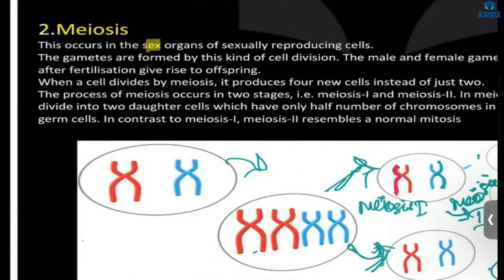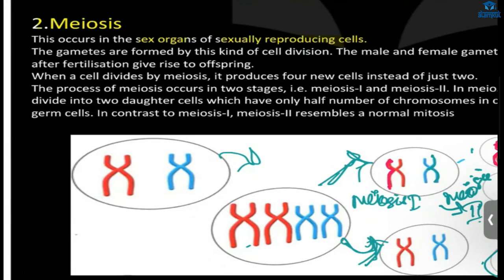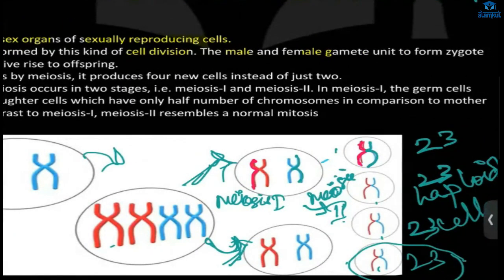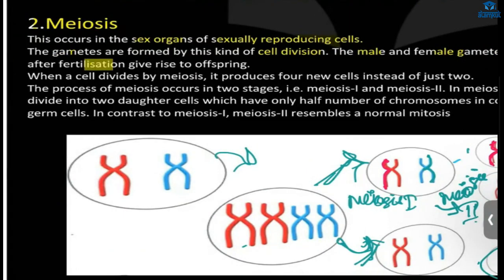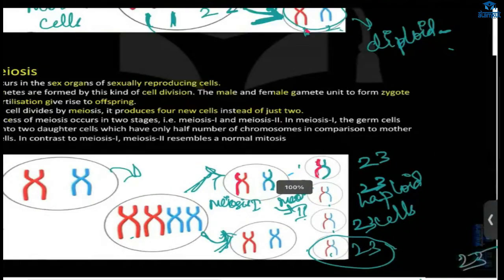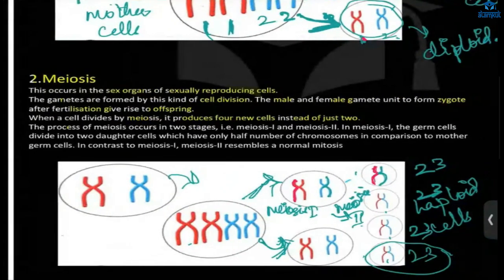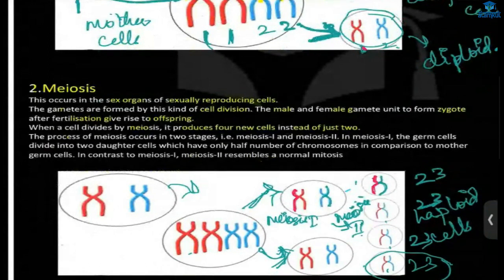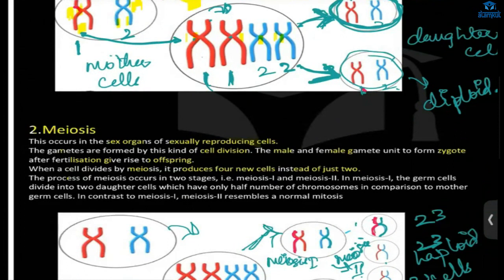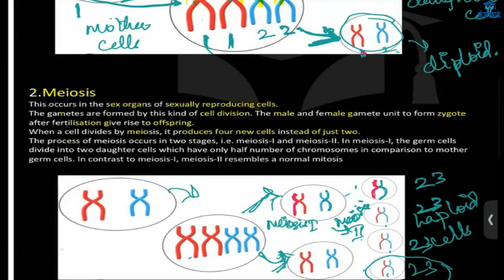Meiosis occurs in the sex organs of sexually reproducing organisms. Gametes are formed by this kind of cell division. Male and female gametes unite to form a zygote after fertilization to give rise to offspring. When a cell divides by meiosis, it produces four new cells instead of just two. In mitosis, we see formation of two cells. In meiosis, we have formation of four cells.